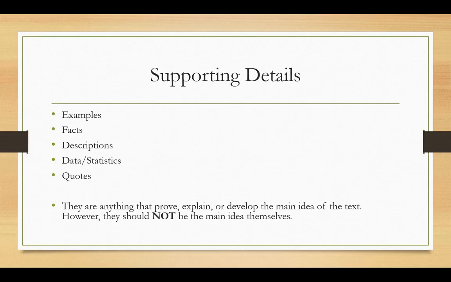Now, supporting details can be examples, facts, descriptions, data or statistics, quotes, or basically anything. So they are anything that prove, explain, or develop the main idea of the text. However, they should not be the main idea themselves.